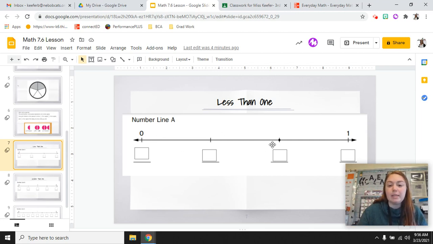And then the tick marks between 0 and 1 show the fraction breakdown. So you're looking at how many spaces there are between 0 and 1. So in this case, it would be 1, 2, 3. There are 3 spaces on the number line.